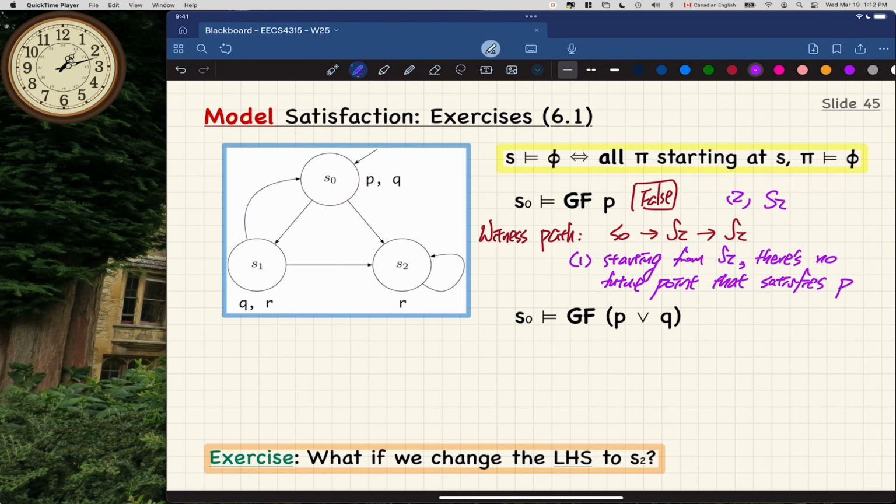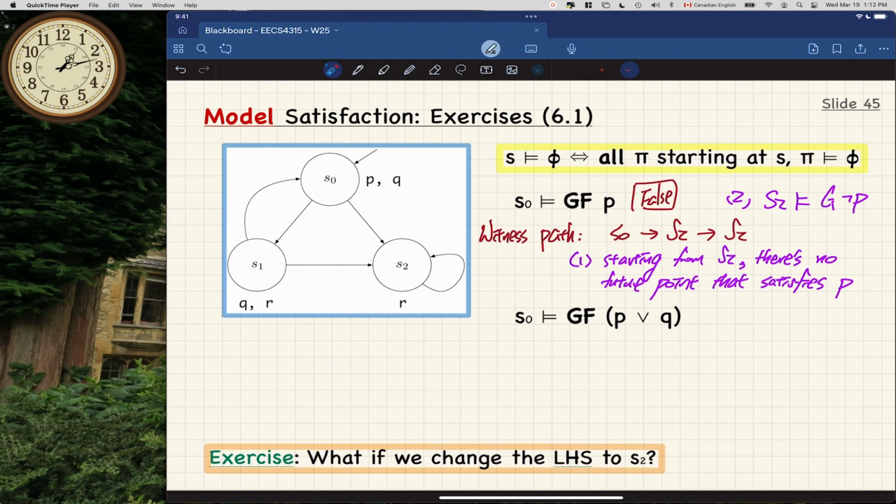This one here is simply going to satisfy globally true, not P. There's another way to say that: if you consider all the paths starting from S2, there is no way for you to satisfy P. So infinitely often cannot be true, right? Because S2 is actually part of that path. Okay. If you prefer one, it's definitely fine. It's acceptable.